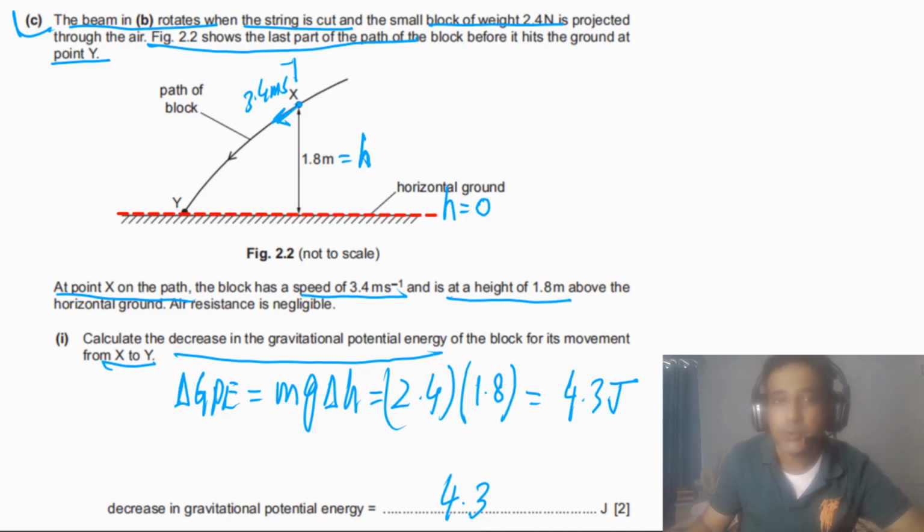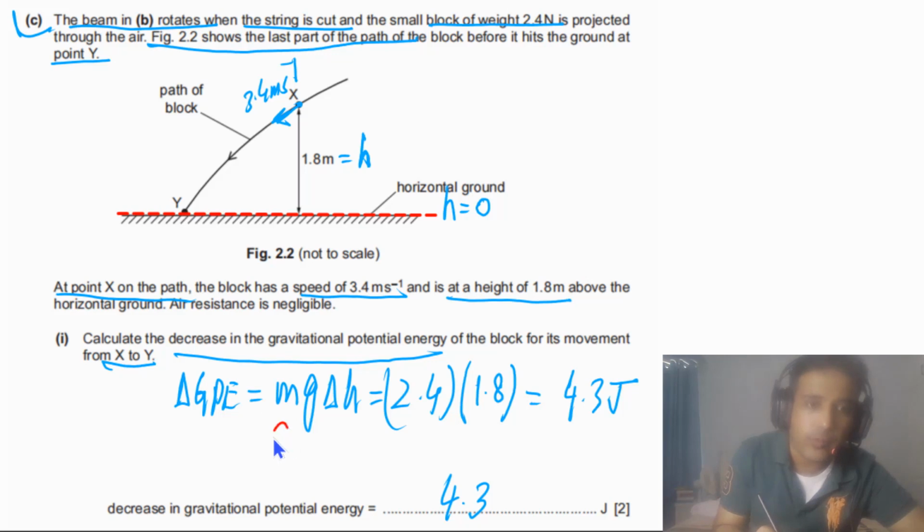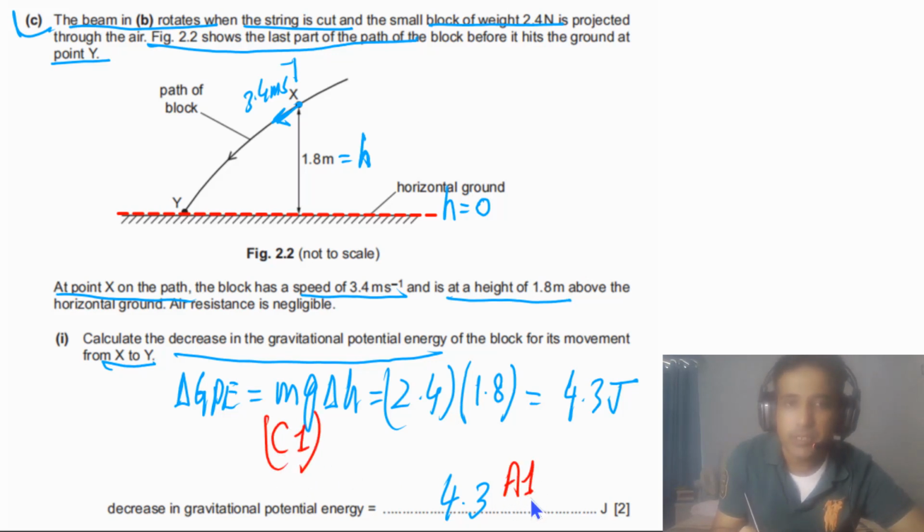And this question has 2 marks. The first mark you will get if you have written this formula. You will get 1 C mark, and the second mark is answer mark. If you have got the right answer, you will get 2 marks.